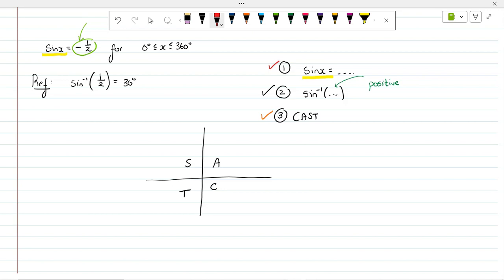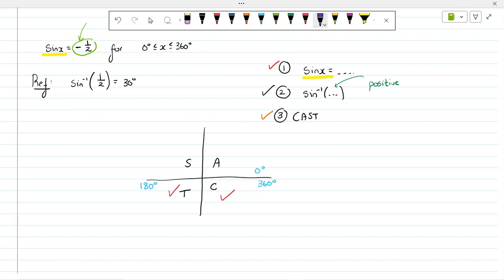And sine is negative in the t quadrant, because that's only where tan is positive. And sine is negative in the c quadrant, because that's only where cos is positive. So I'm going to mark that's a 0 line. This is 180, 360. So now we're going to use this cast diagram to get our solutions.